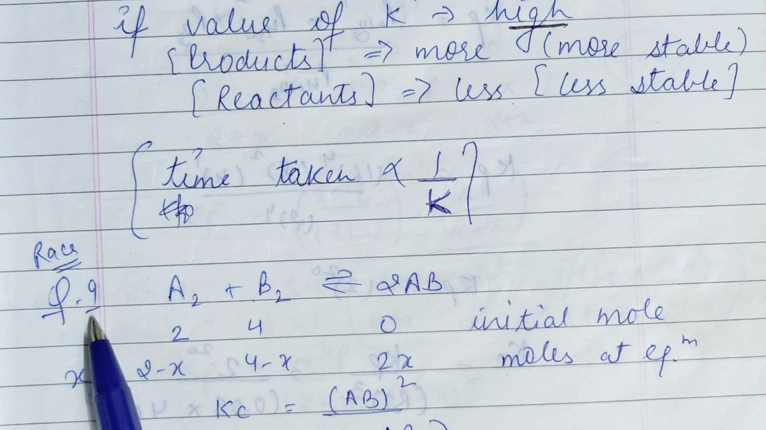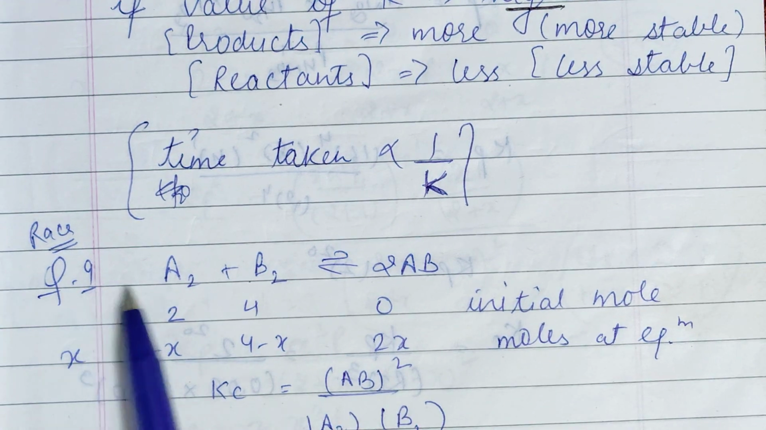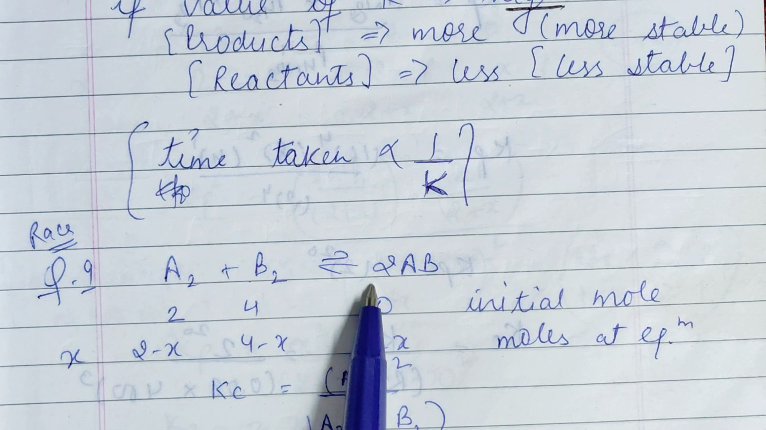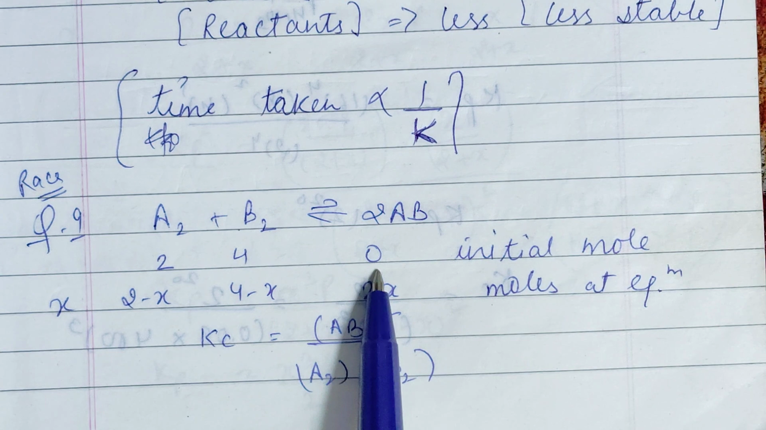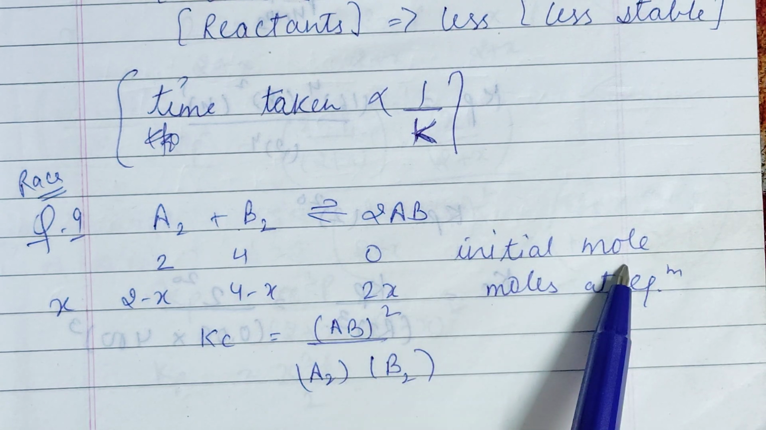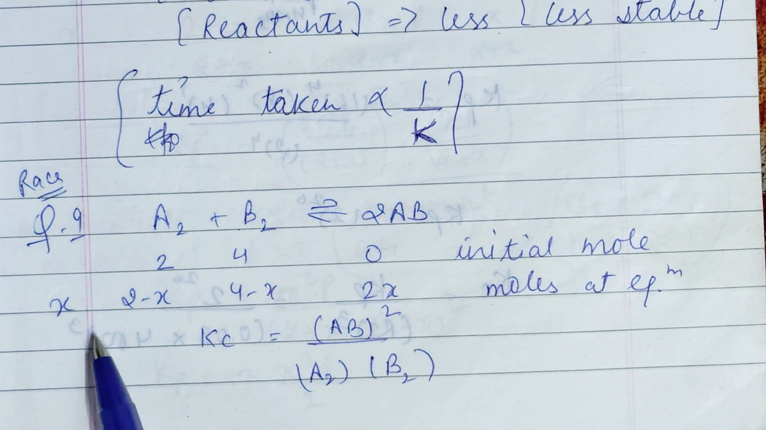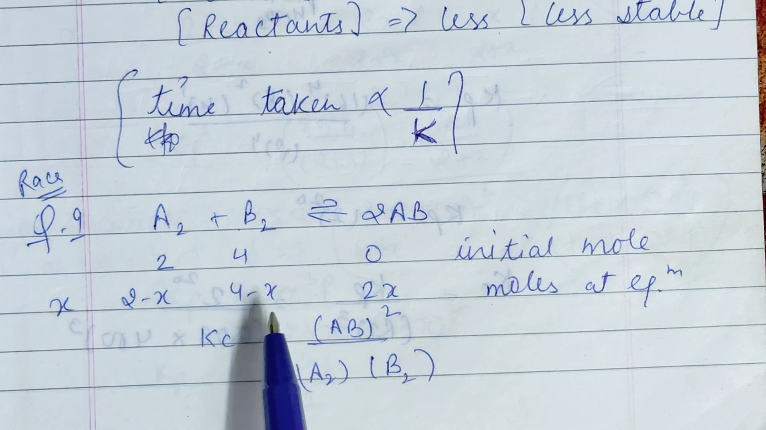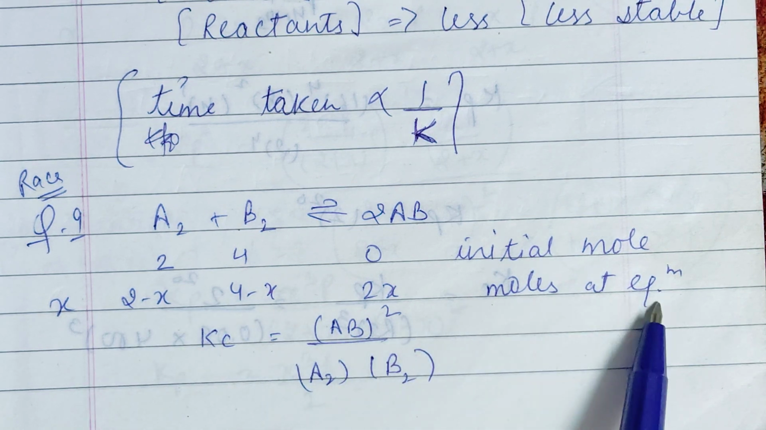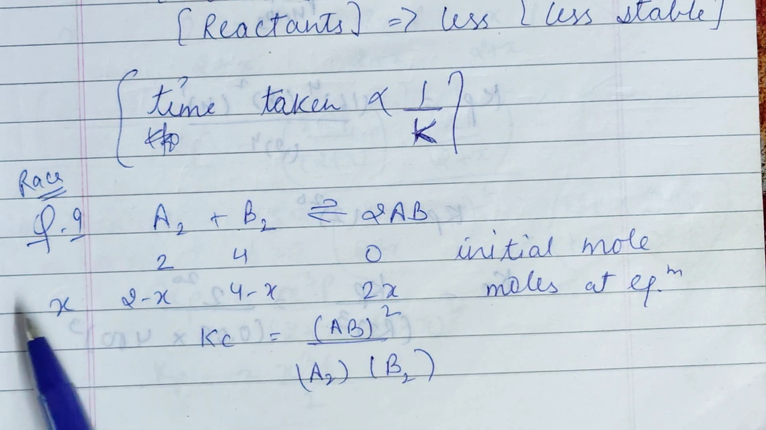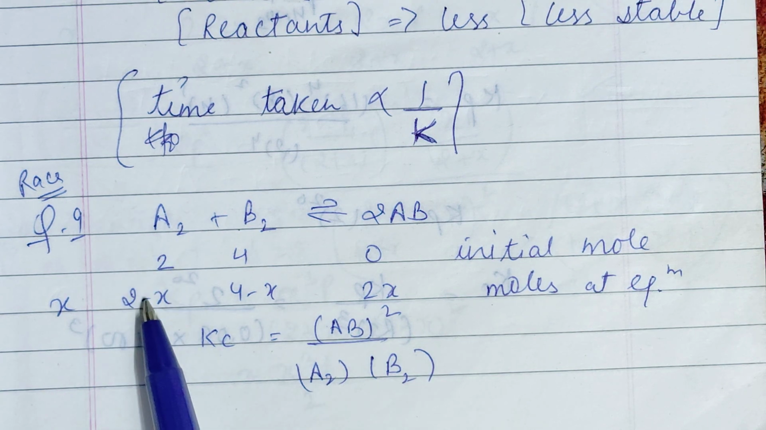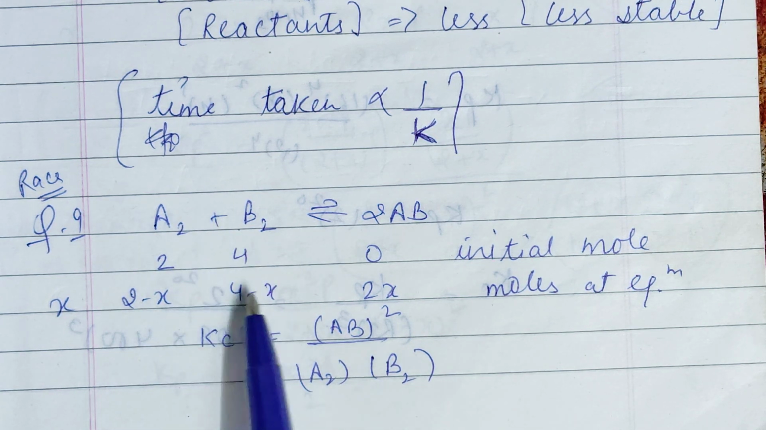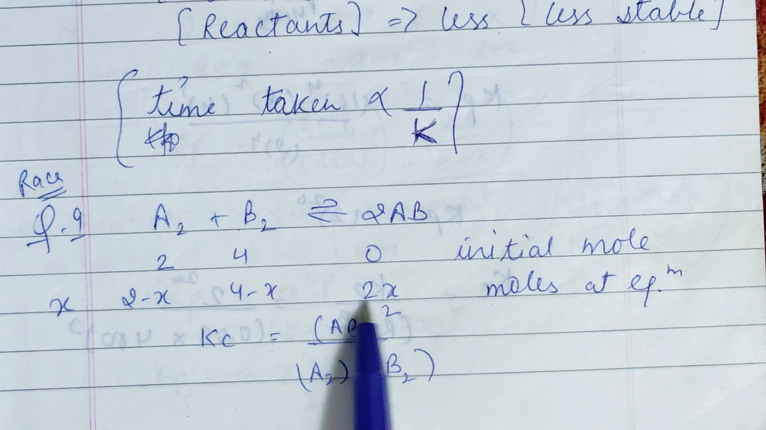And there is the question: A2 plus B2 gives 2AB. So 2 A2, 4 B2, and 0 AB. So this is the initial mole, and suppose the mole at equilibrium is 2 minus x. After making x mole, it becomes 2 minus x because it consumed x. So 2 minus x, it becomes 4 minus x, and AB becomes 2x because there is 2.